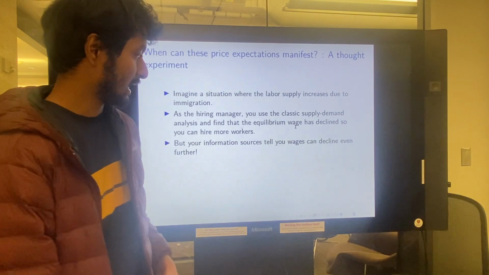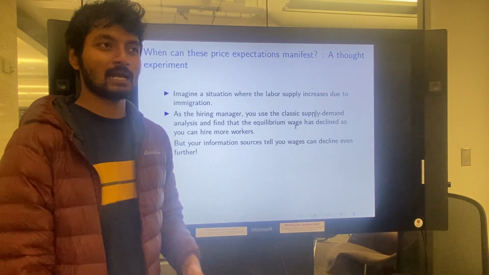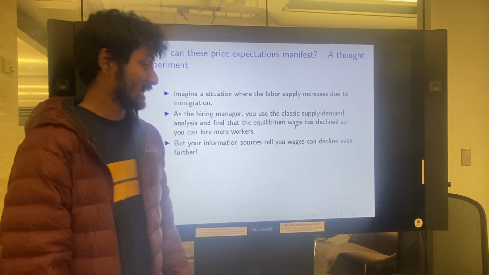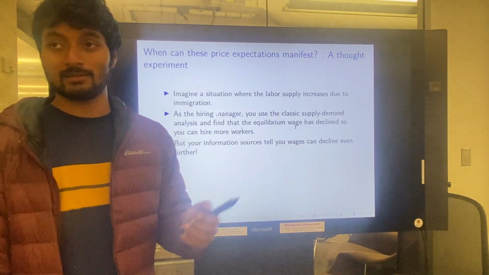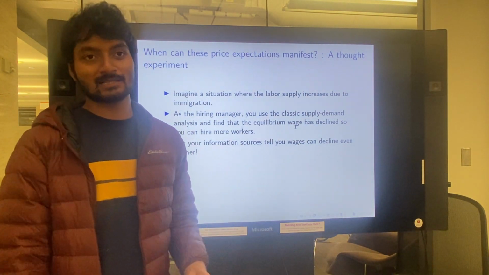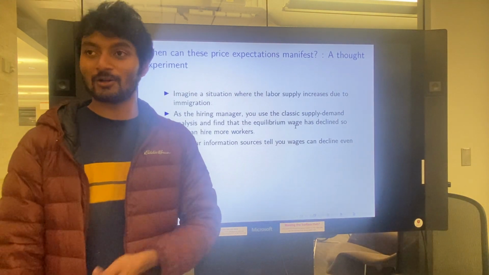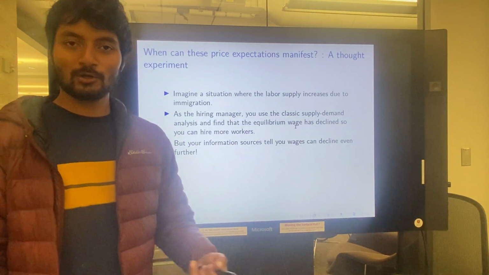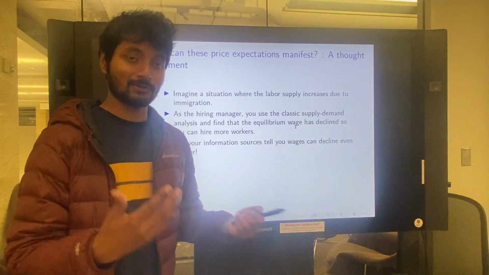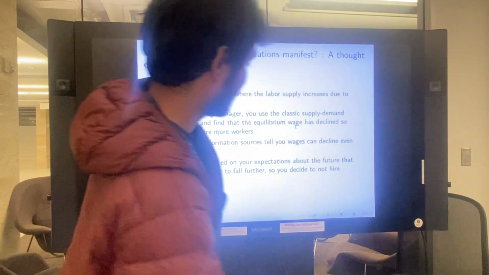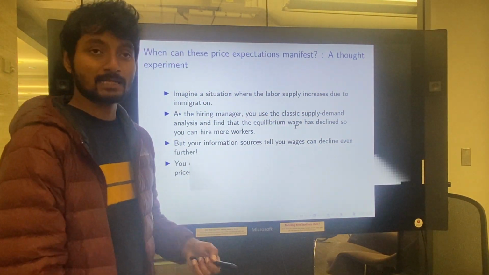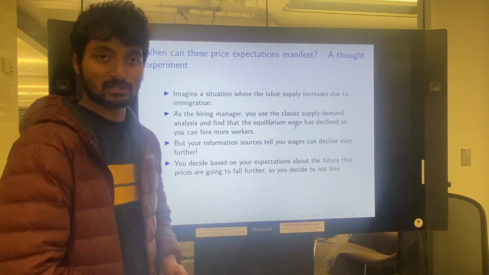In other words, you think, oh wait, I can wait for the wage rate to decline even further. Remember, you are a hiring manager. Alongside making sure that people get employed, your bigger concern is that the firm has lower costs. So you might be inclined towards thinking that wages are going to drop even further. If you decide based on your expectations that wages are going to fall further, you might decide not to hire with the current change in labor supply.